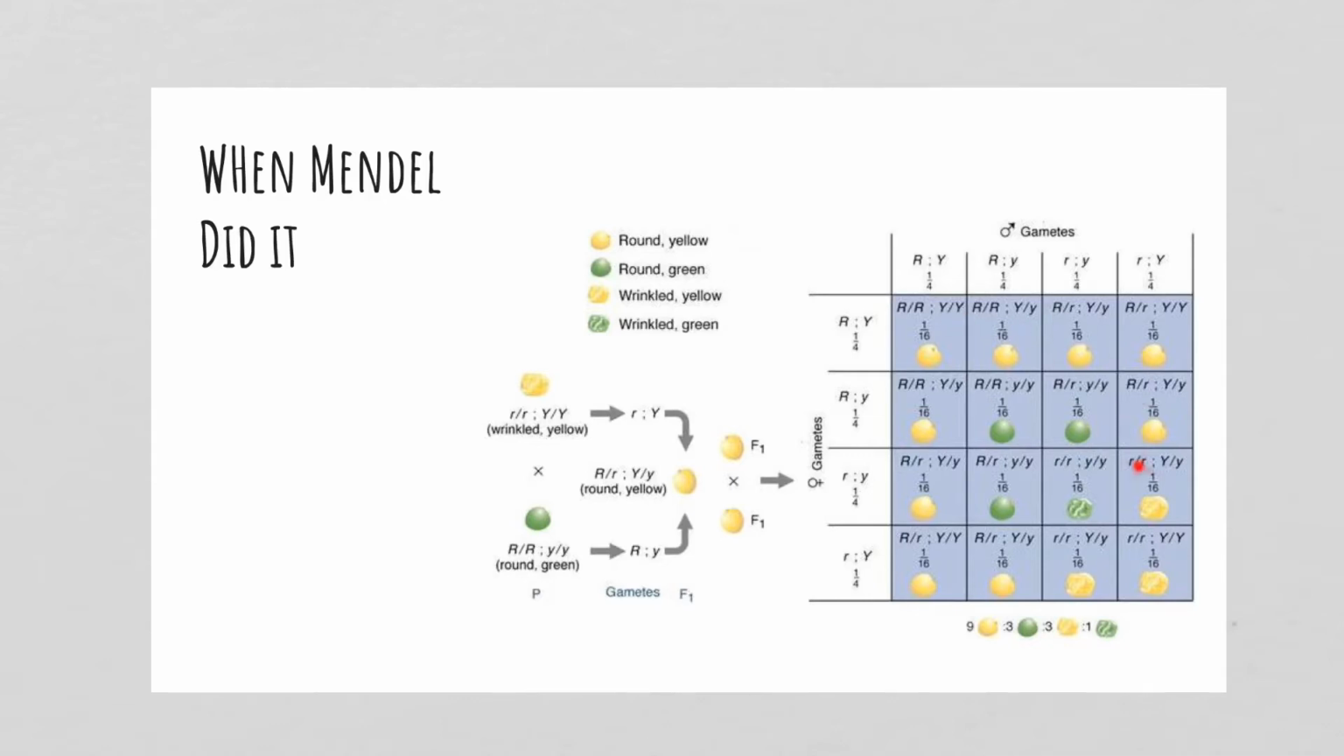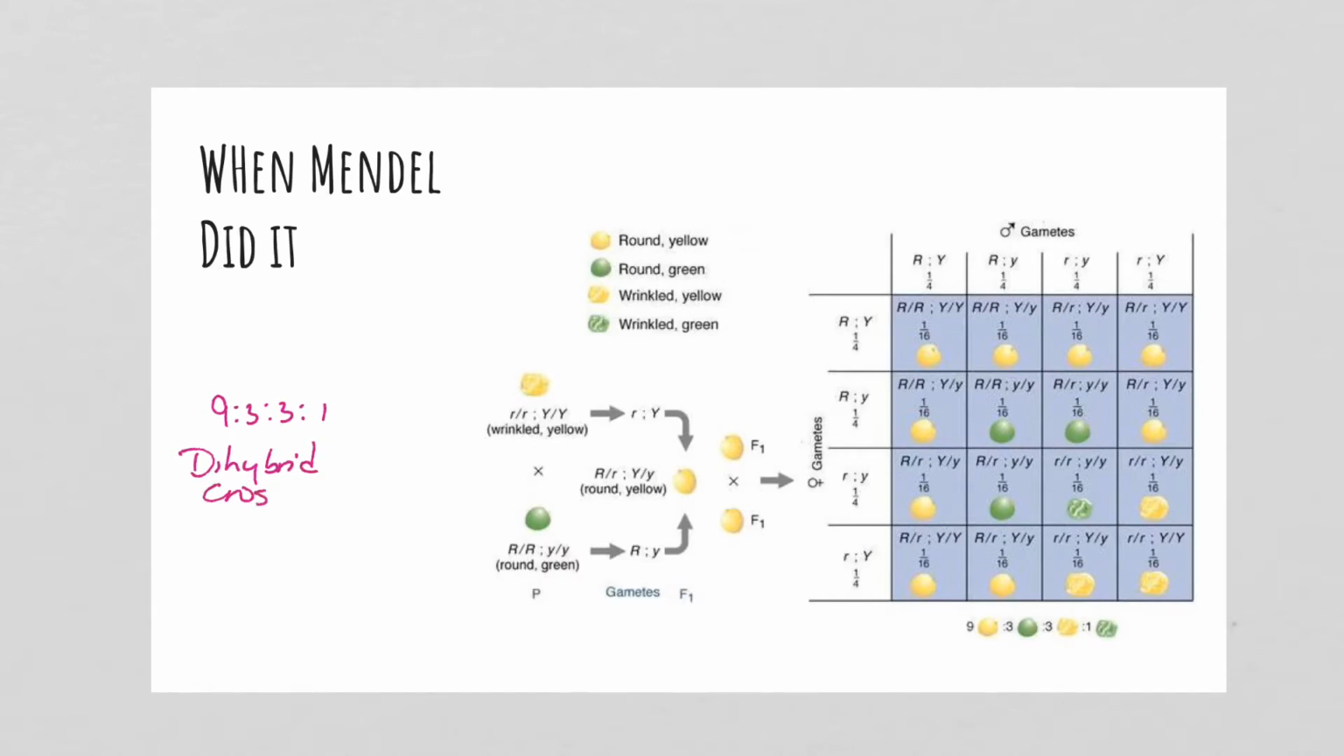And if you fill it in, you would basically get a ratio of 9-3-3-1 phenotypic ratios. So you get 9 that were round yellow, 3 that were round green, 3 that were wrinkled yellow, and 1 that was wrinkled green. This 9-3-3-1 is actually an important ratio to remember when dealing with a dihybrid cross.